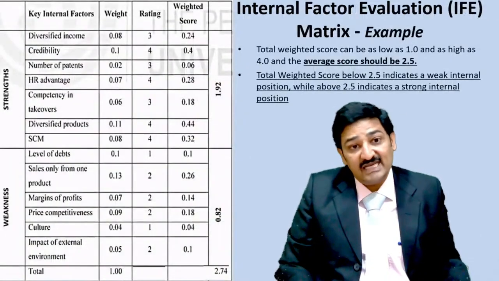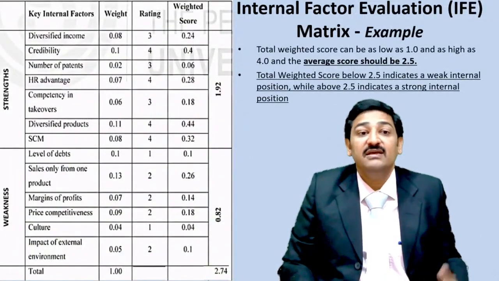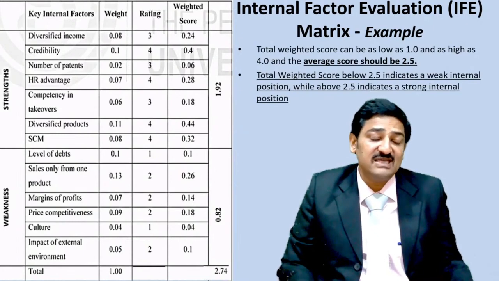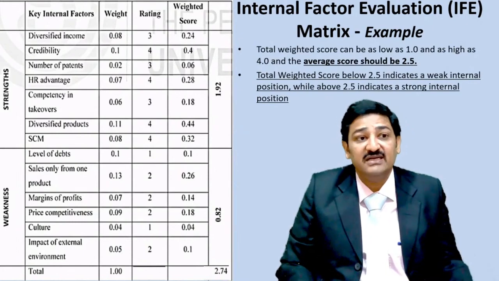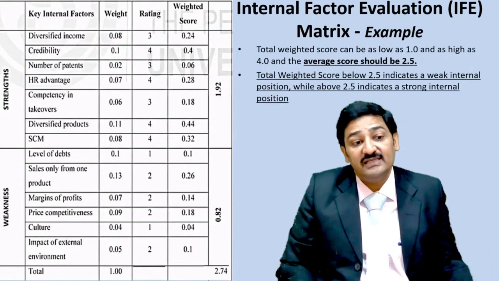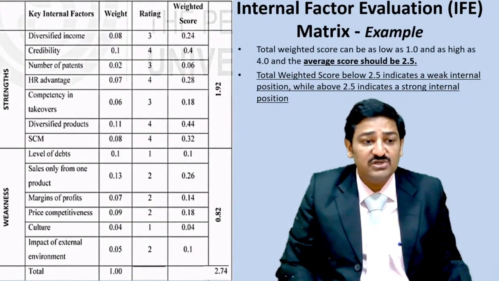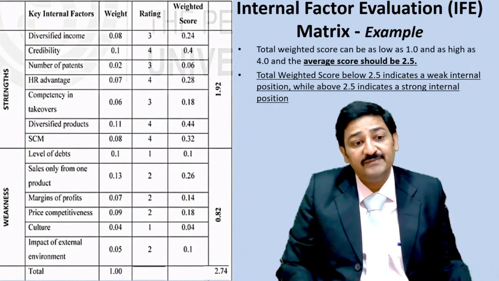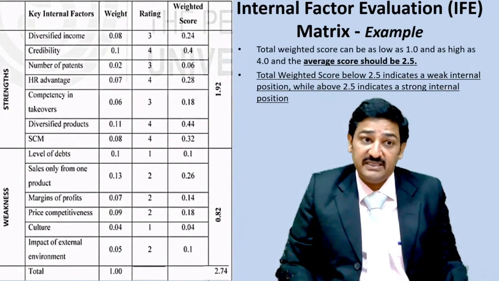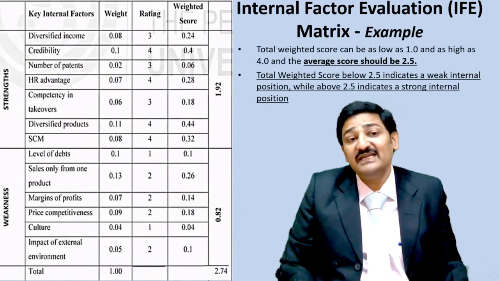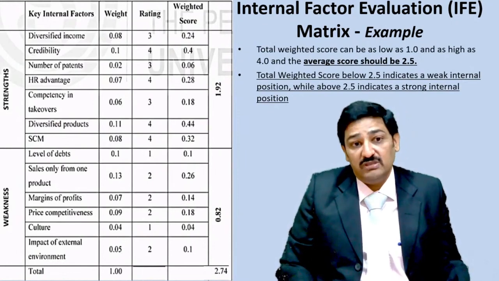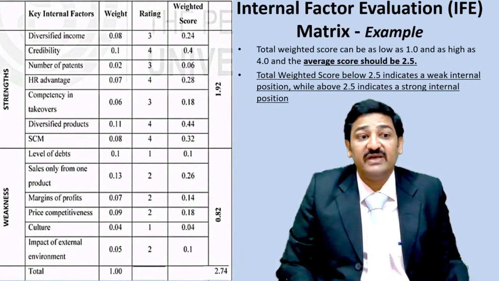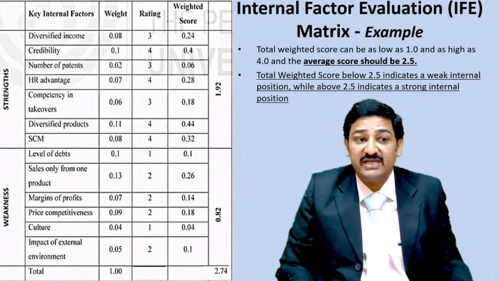And as an example, you can see that somewhere around 7 to 8 strengths of a firm have been identified as key internal factors. At the same time, somewhere around 7 to 8 weaknesses are also identified for the same firm, where the weight has been assigned between 0 to 1 for each of these key internal factors, and the rating has been given between 1 to 4. For example, in the case of HR advantage, the rating has been assigned as 4, which means major strength of the firm.